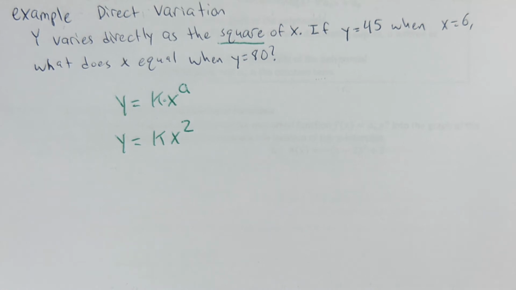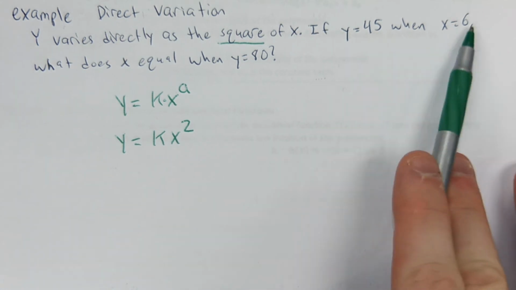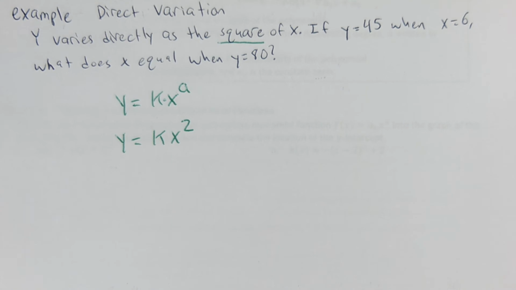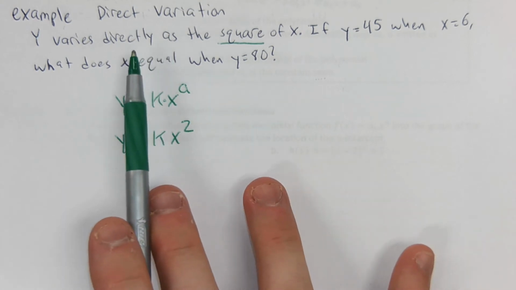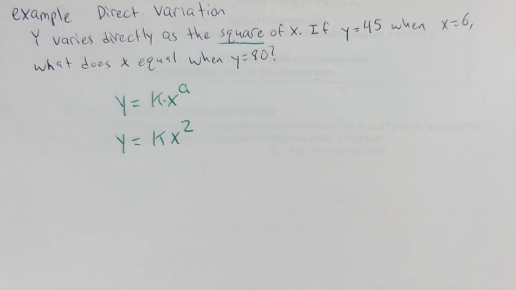We have a matching xy pair, so we can use that information. We can substitute that x and that y in and solve for k. And once we have solved for k, we could then sub in y equals 80 to figure out what this unknown x is.